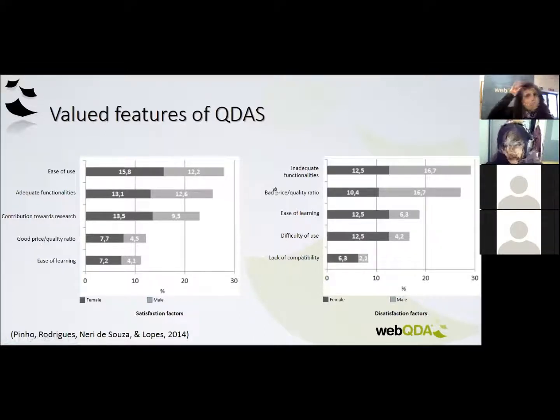So what dissatisfied people regarding software? It doesn't have the functionalities that I want. It's pricey. Oh, it says here ease of learning. It's not easy to learn. Okay, this is a typo, I'm sorry. It's difficult to use, and there is a lack of compatibility. This has to do with the software not working well with other tools.